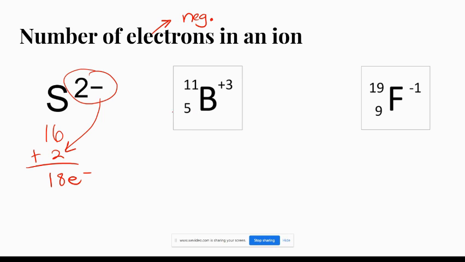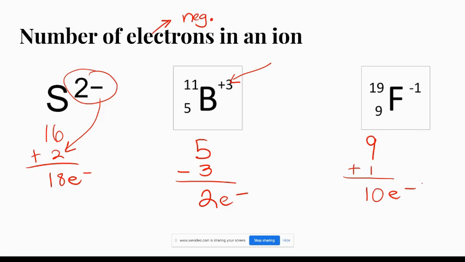So it now has 18 electrons. All right, boron. How many does boron normally have if it's an atom? 5. This is a positive charge. So has it gained negatively charged electrons, or has it lost them? Lost. So what do I need to do to my total number of electrons? Minus 3. So how many electrons do I have? 2 electrons. Fluorine normally has 9. What happened here? It gained 1 electron. So now it has 10 electrons.